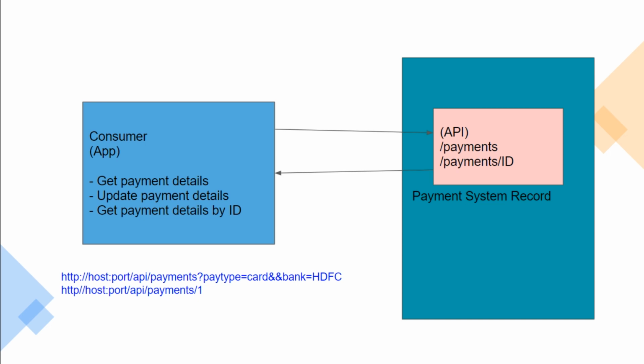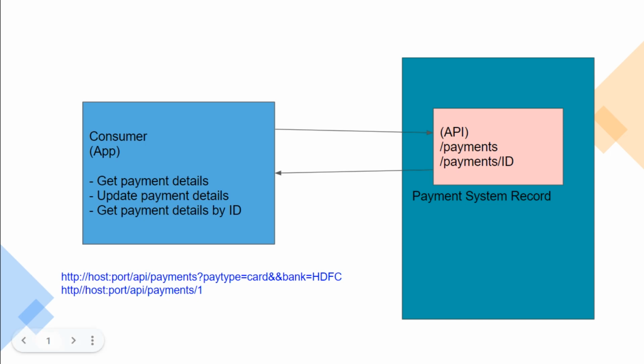So it will expose /payment/payments ID. Whenever a customer wants to get details, some of the apps can be used by other businesses in the same company, so they want to build an app to get the payment details. What the consumer wants is to get complete payment details, then update payment details. When a new update happens through another channel, they want to update those payment details into the payment system record. Then get payment details by ID. If they pass one ID, it will get the details of that ID. So in the first case, get payment details, get all the details about the payment.